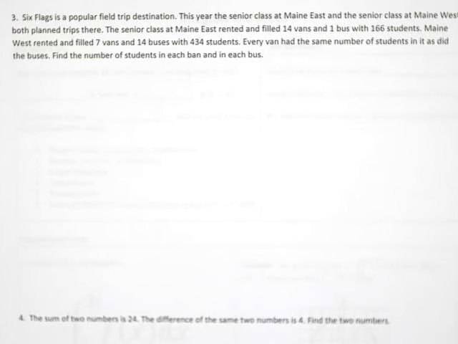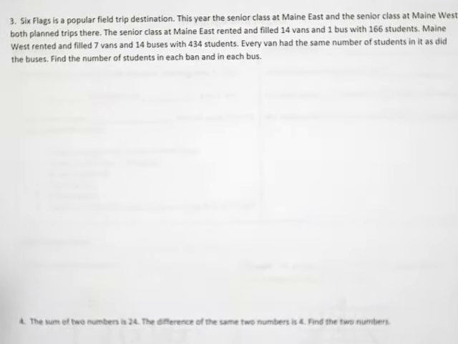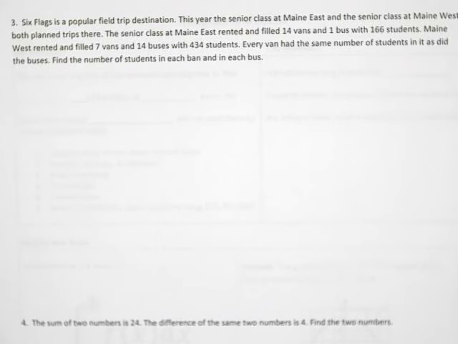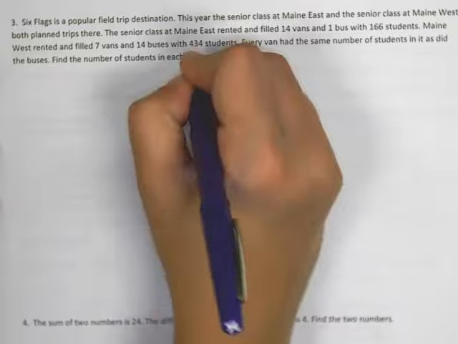So, Six Flags is a popular field trip destination. This year, the senior class at Maine East and the senior class at Maine West both planned trips there. The senior class at Maine East rented and filled 14 vans and one bus with 166 students. Maine West rented and filled 7 vans and 14 buses with 434 students. Every van had the same number of students in it, as did the buses. Find the number of students in each van and each bus. It's a little typo, it should be van.